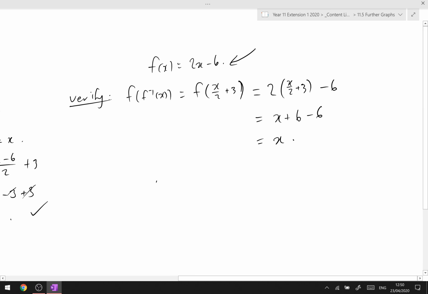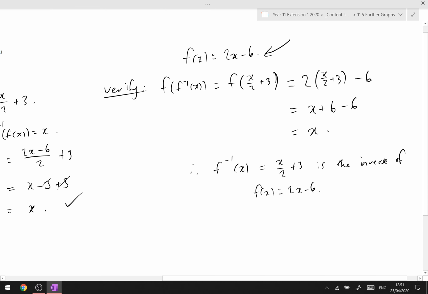So therefore, f inverse of x equals x over 2 plus 3 is the inverse of f of x equals 2x minus 6. Okay, so that's part one, and that was just following those steps. That's all you need to do, just follow those steps.